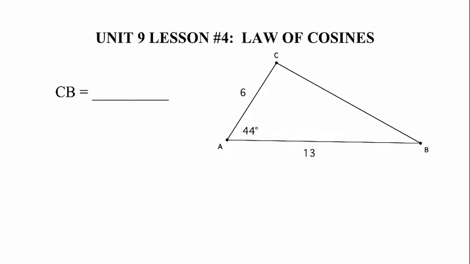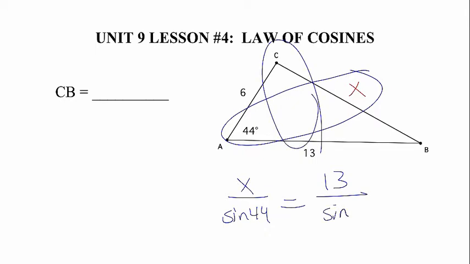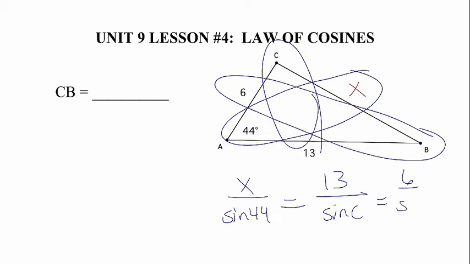In the last lesson, we saw how to use the law of sines to solve for missing sides or angles on a triangle. So here's a triangle where I'm trying to find CB. I'm just going to call that X. So I'll try and do the law of sines. X is across from 44, so X over the sine of 44 should equal 13 over, I don't know that angle, so we'll just say sine of angle C, or it should equal 6 over the sine of, I don't know, angle B either. So here's where I run into my first problem with law of sines.